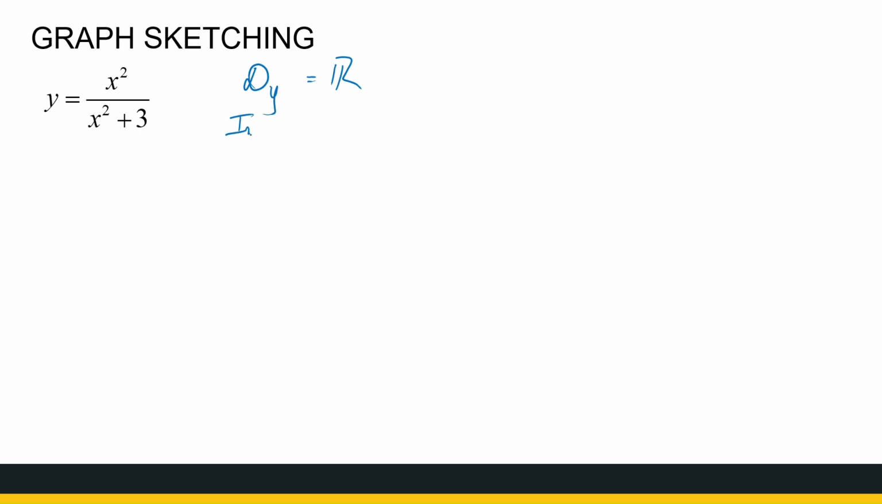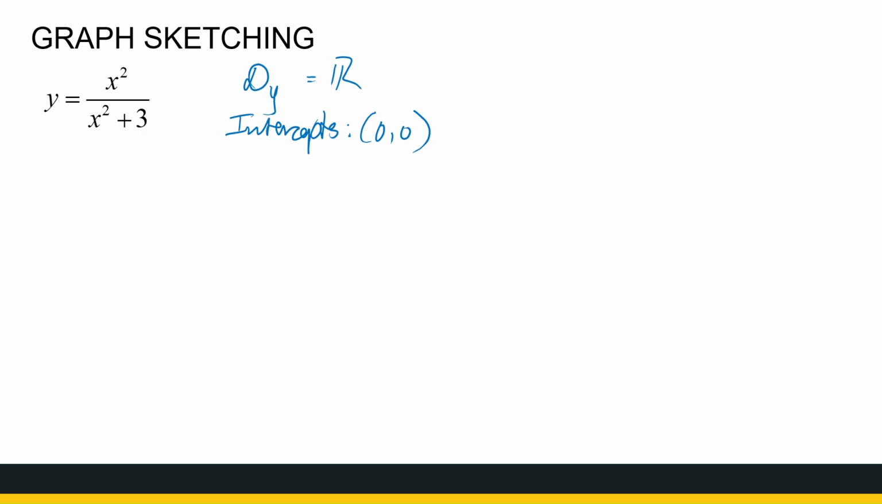If I look at my intercepts, when x is equal to 0, y is going to be 0, so (0, 0) is going to be one of my intercepts. And when y is 0, the only option is for x to be 0. So there's only one intercept, and that's (0, 0), the origin. All right, so we've got our intercepts.